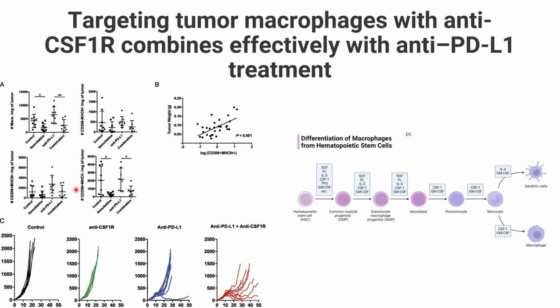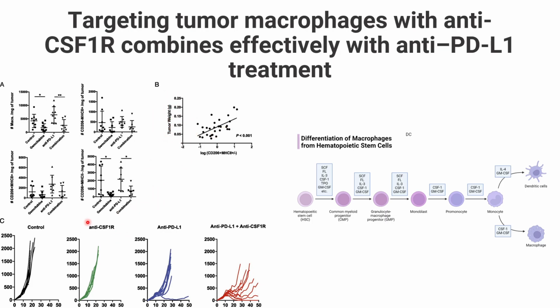And they also validated their hypothesis that it is the M2 macrophages that are related to the tumor weight by comparing the M2 macrophage and intermediate macrophage with this tumor weight. And they can see that with an increase in the M2 and intermediate macrophage, there is an increase in the tumor weight.